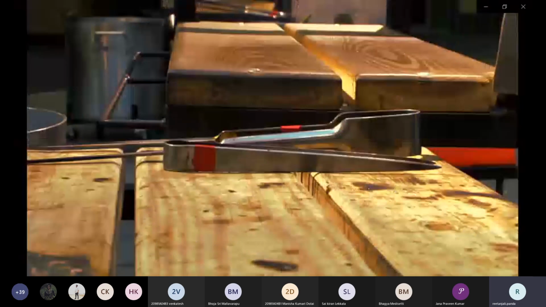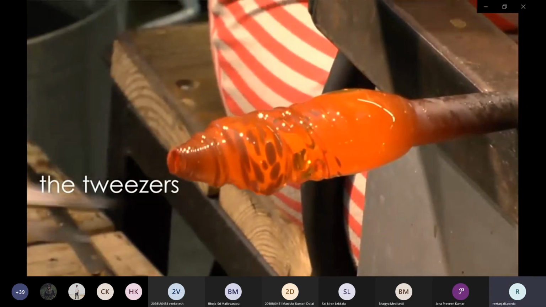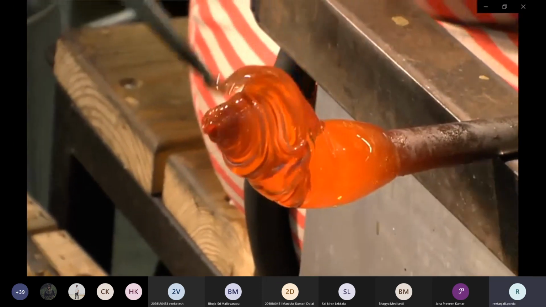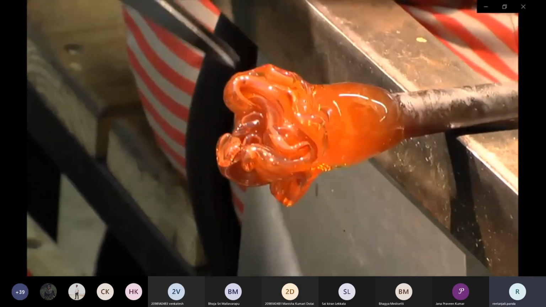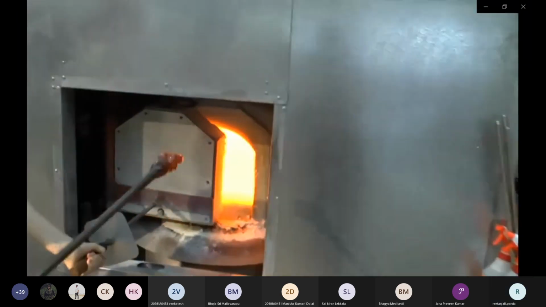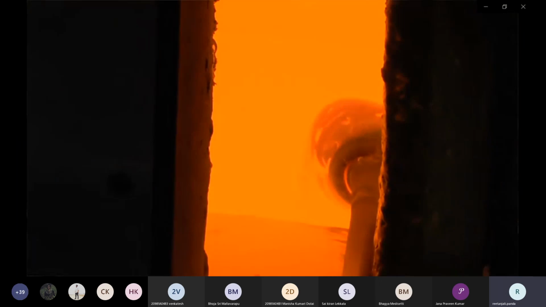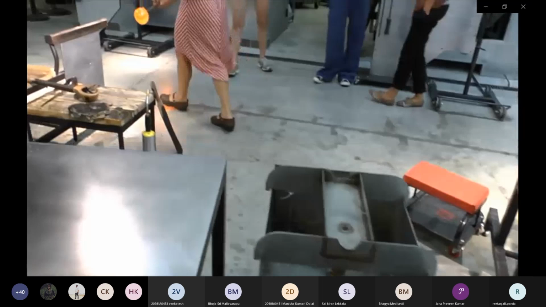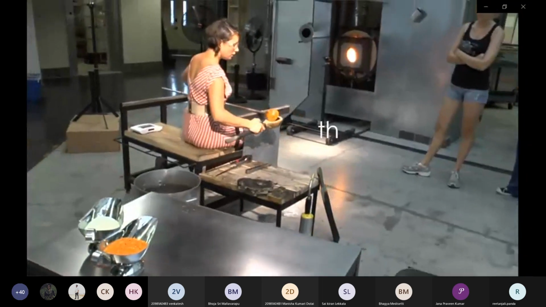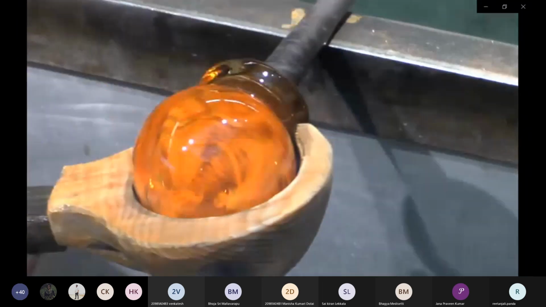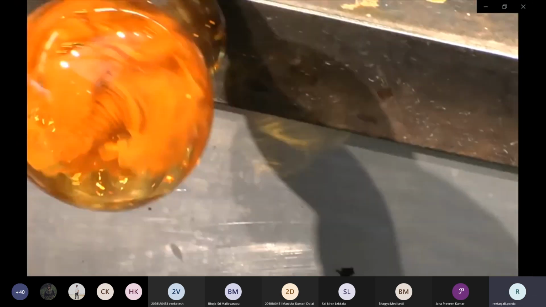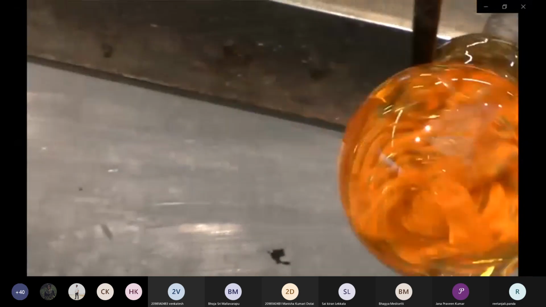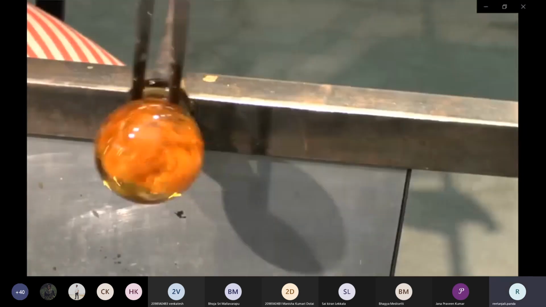Okay, now you see here they are using some kind of tools to get different shapes. It is not always necessary to do that, because that depends upon the designer, which type of design you want to give to the bowl. They are giving the shape. Okay, now see they cool it down. They cool it down. Now they will remove it.